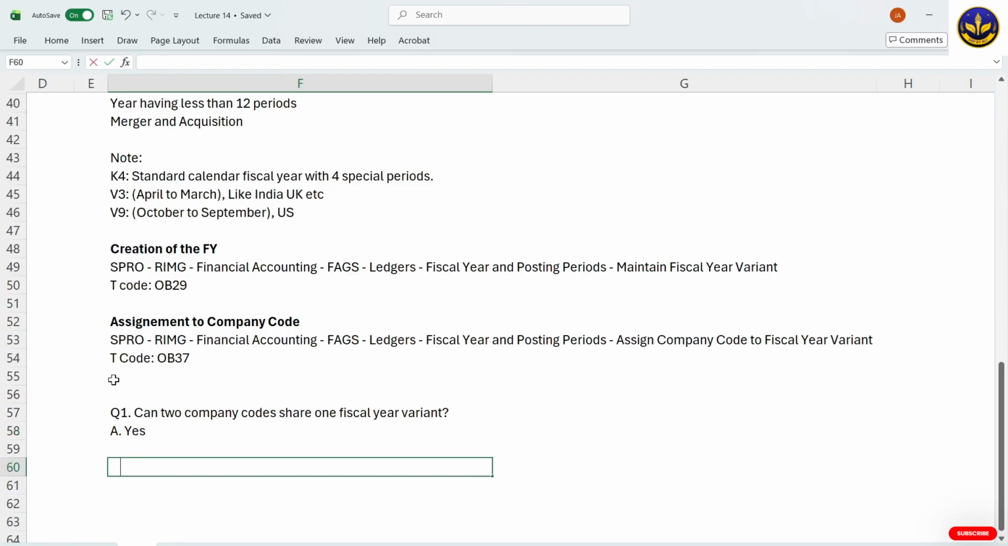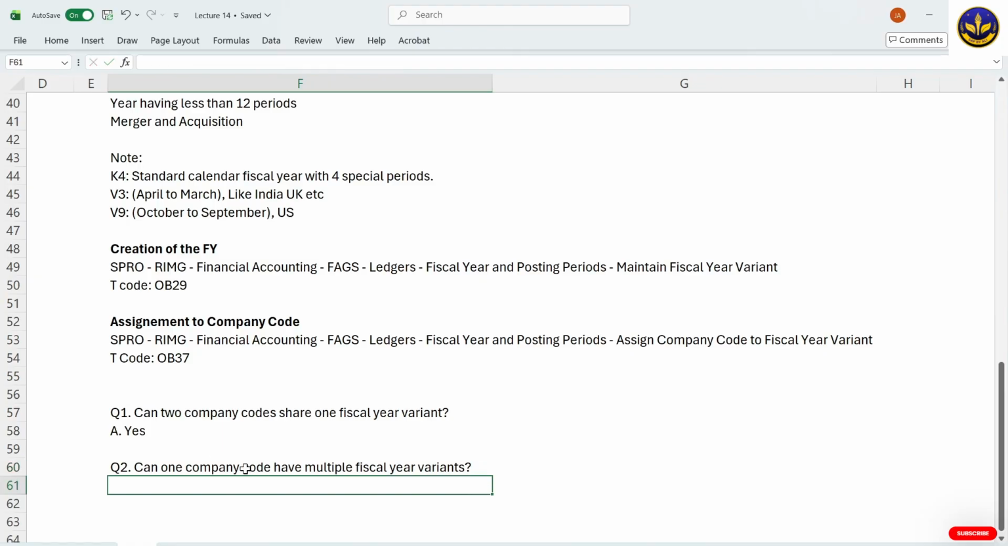The next question, which I want you to answer in the comment section: can one company code have multiple fiscal year variants? This is a little bit complex, but not very much. You have to give the answer to this question in the comment section.